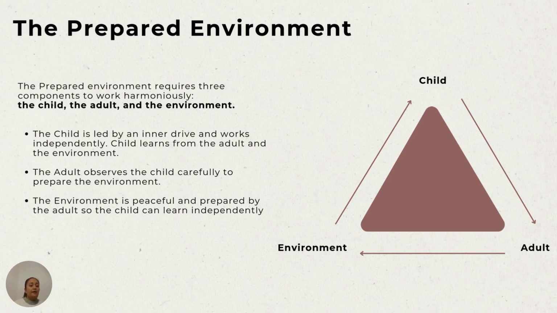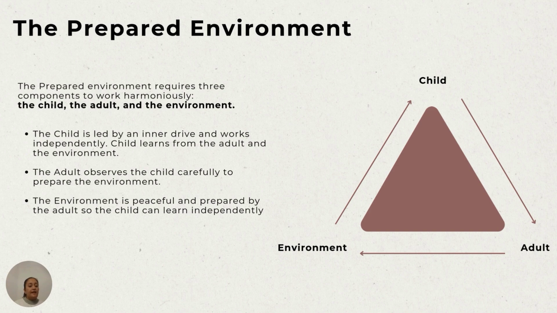The prepared environment has three important aspects: the child, the adult, and the environment. The child is continuously learning from the environment and the adult. Therefore, it is very important for the adult to understand how to prepare themselves and care for themselves. Before the adult enters a prepared environment, they need to carefully go through and discard their own personal biases and reflect on things to understand themselves better.